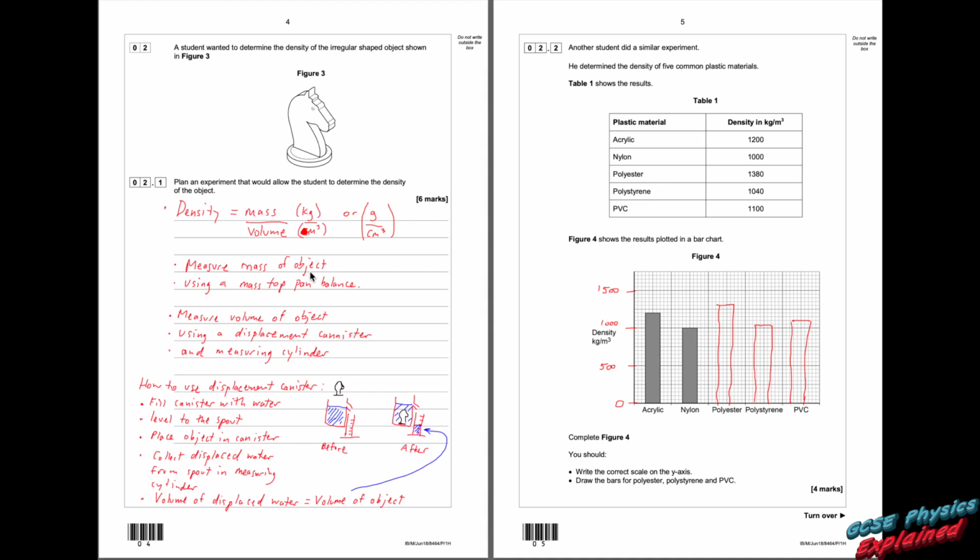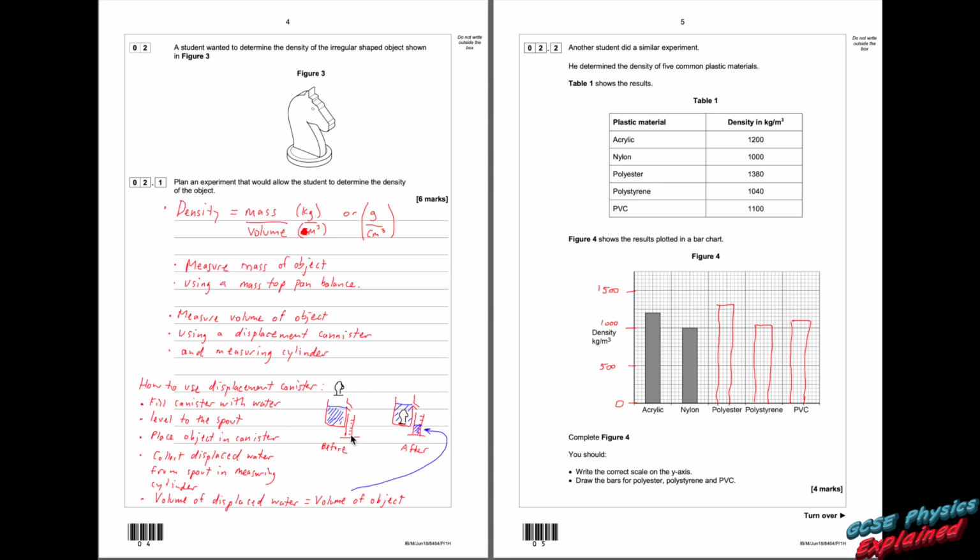To measure the mass of the object, use a mass balance. To measure the volume of the object, use a displacement canister and a measuring cylinder. So I've explained here how to use a displacement canister. For each one of these bullet points, you're probably going to get a mark. So just putting that up there might get you the 6, but just in case. So you take the displacement canister and fill it with water level to the spout. So you can see the spout there. So fill it up with water to that bit there.